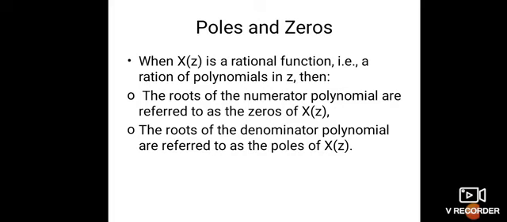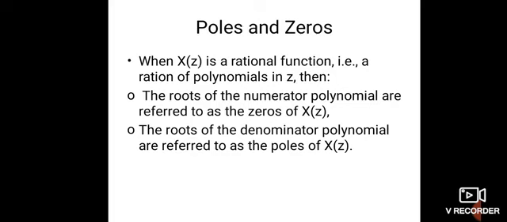Why are they known as zeros of X(z)? Because in X(z) equal to P(z) by Q(z), if we put P(z) equal to 0 in this expression, we have the value of X(z) equal to 0. So that's why the roots of the polynomial P(z) are known as the zeros of the rational function X(z).